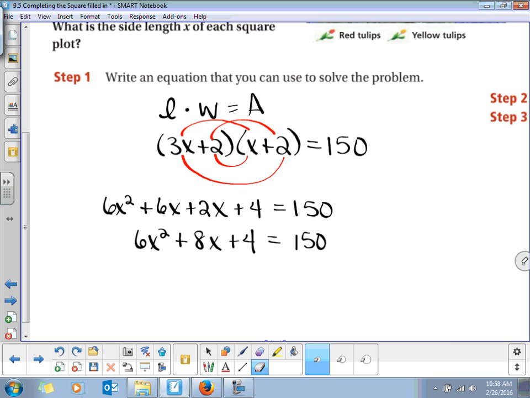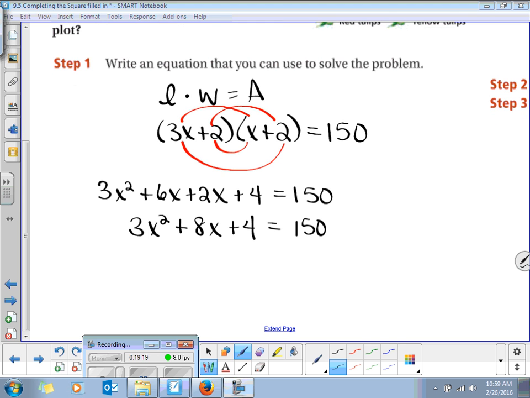Okay, so next up here, this is going to be 3x times x, which is 3x squared. Gosh darn it. So that's going to be a 3x squared. Did I mess up anywhere else? That's going to be 6x, then 2x plus 4. Okay, so we're good now, right? Okay, good.